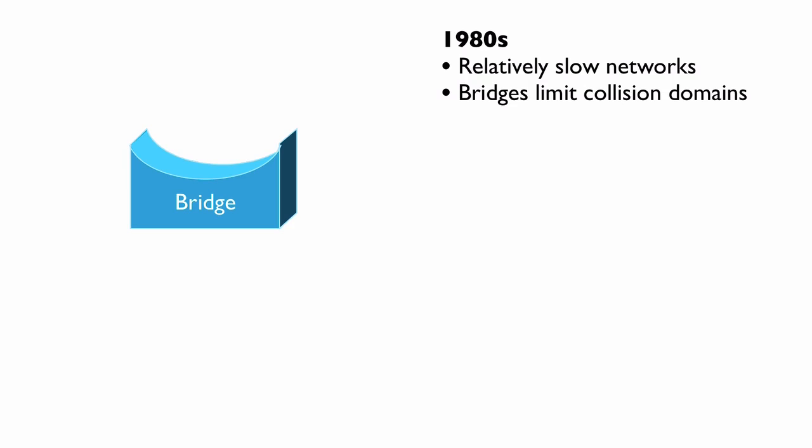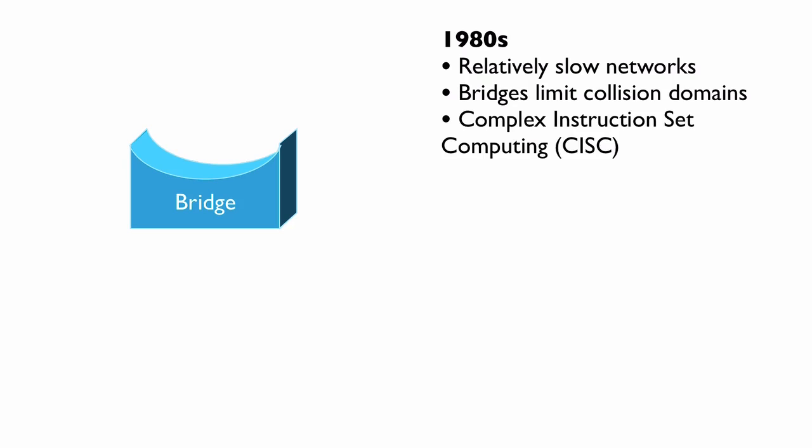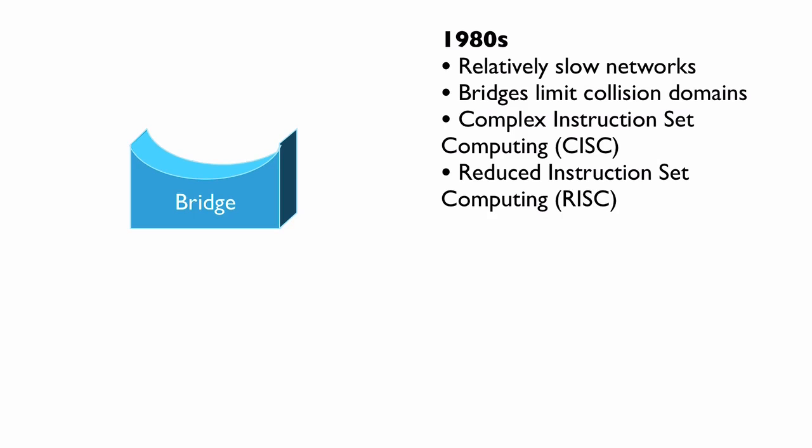Architecturally, bridges worked a lot like computers of the day. If you had a Unix workstation, it might be using a RISC processor, or you might be using a computer that had a CISC processor. CISC, by the way, is complex instruction set computing. RISC is reduced instruction set computing. The bottom line is, frame forwarding decisions were made in software, and as a result, this frame forwarding was relatively slow compared to what we have today.